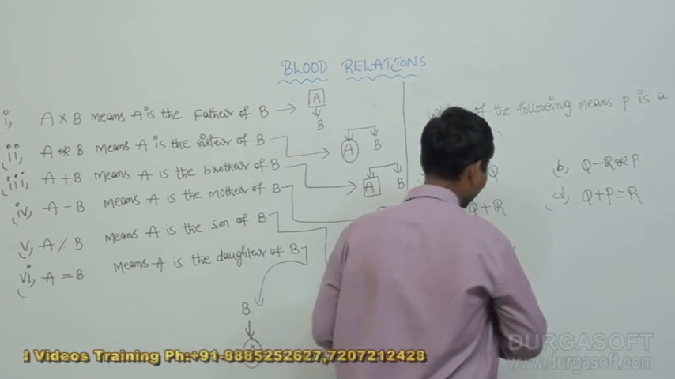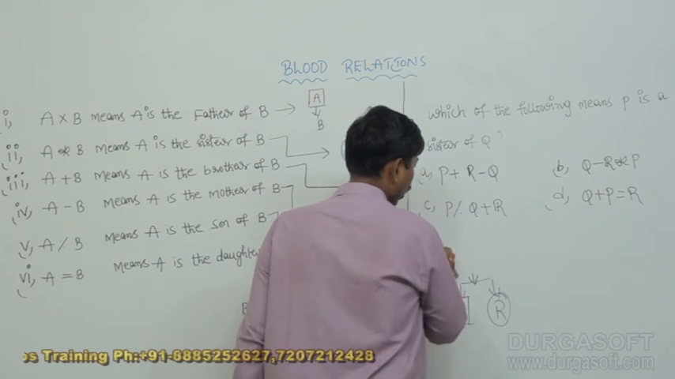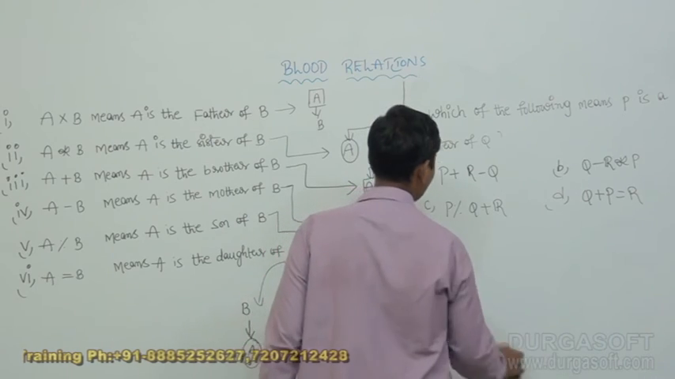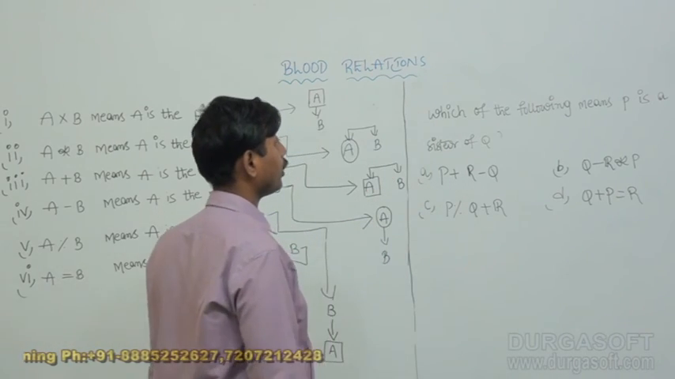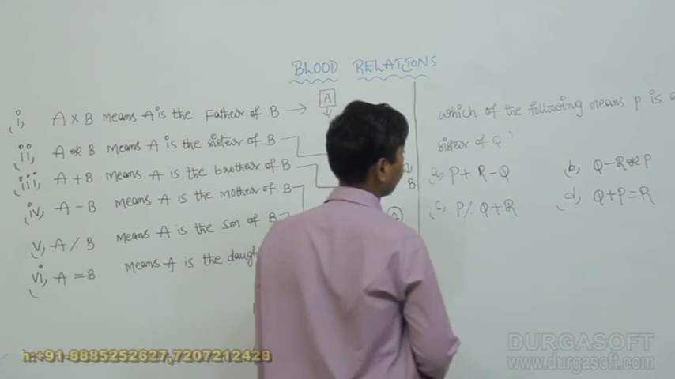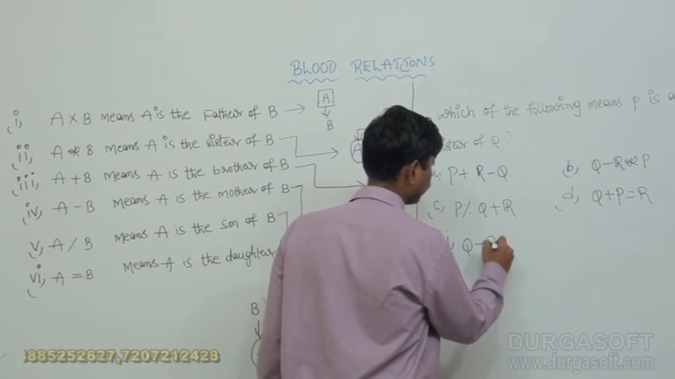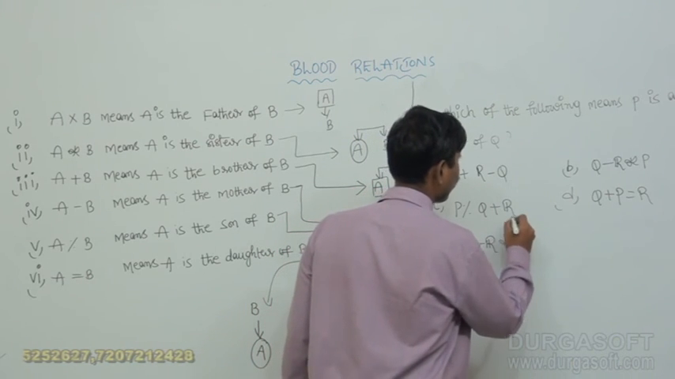Option number 1 does not satisfy the condition, which means option number 1 should definitely be ruled out from the given options list. Let us focus on the next one, that is Q minus R star P.